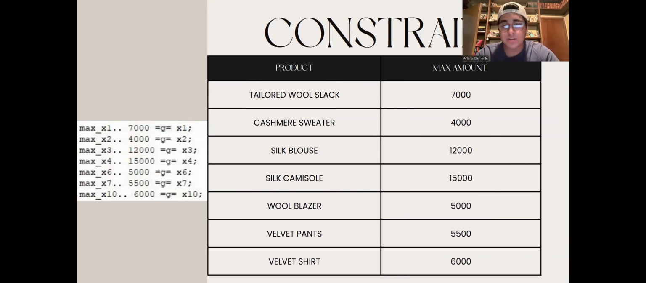We have more constraints, which are our products. The tailor wool slack has a max amount of 7,000. The cashmere sweater has a max amount of 4,000. We have the silk blouse with 12,000, the silk camisole with 15,000, the wool blazer with 5,000, the velvet pants with 5,500, and the velvet shirt 6,000 max amount.